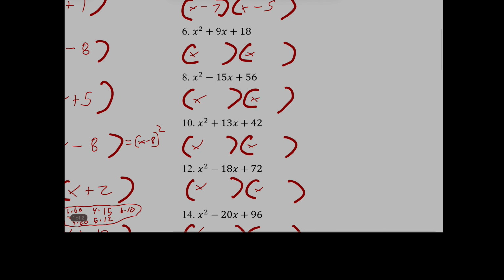Going on, third term positive, signs are the same. Take the sign of the middle. So we're going to go plus plus. What multiplies to 18 and adds to 9, that's going to be 6 and 3. Third term positive, signs are the same. Take the sign of the middle, which is minus. What multiplies to 56 and adds to 15, that's going to be 8 and 7.